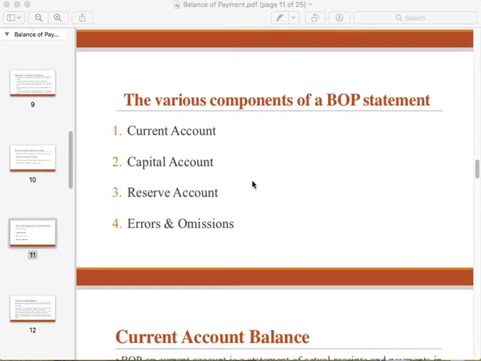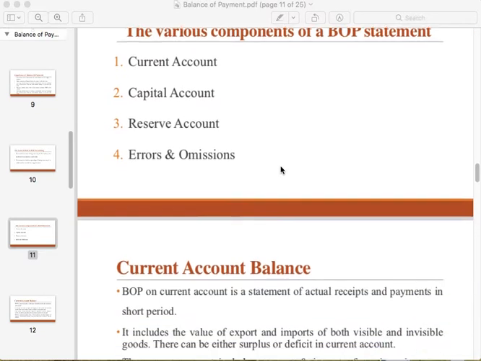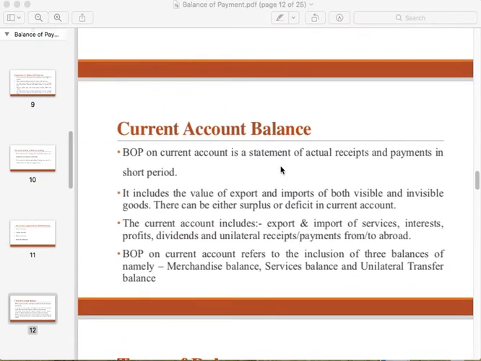Now let's understand the different components of any BOP, that is, the balance of payment statement. The very first one is the current account, then the capital account, then the reserve account, and some errors and omissions. Let's start with the current account balance.